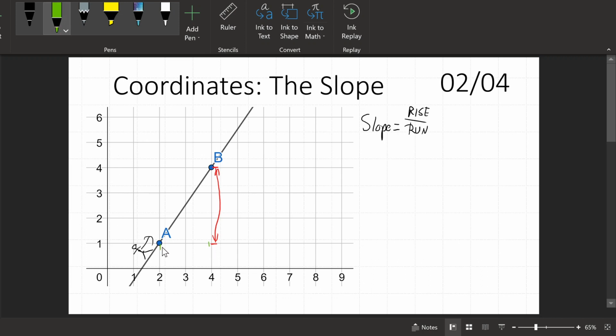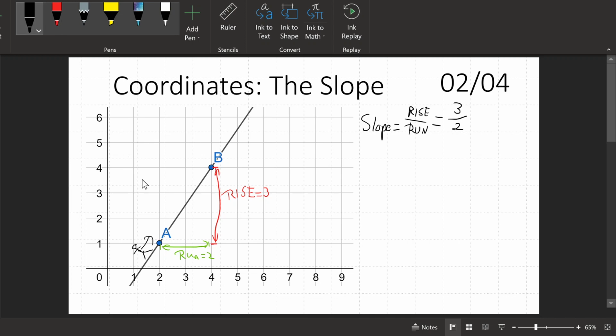Okay? So if we're just looking at that, we can go, okay, so the run is 2, and the rise is 3. So rise over run, that would be 3 over 2. But this is great if you've got a graph in front of you. What if you don't? What if you're just given 2 coordinates? How would you find that?